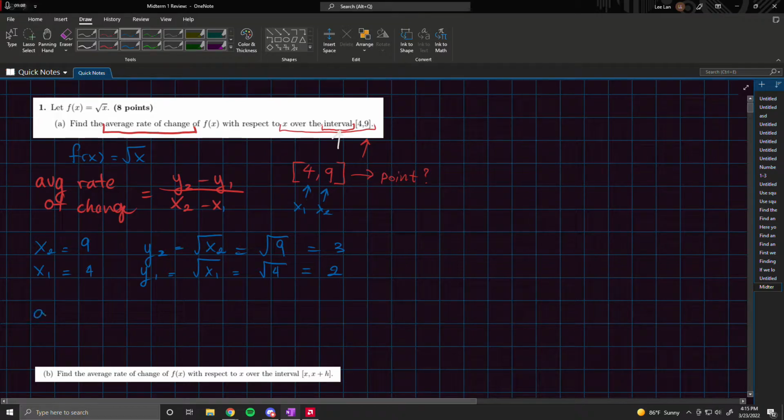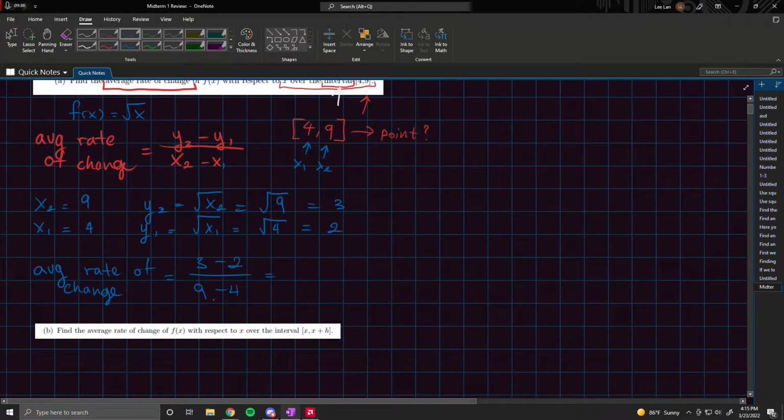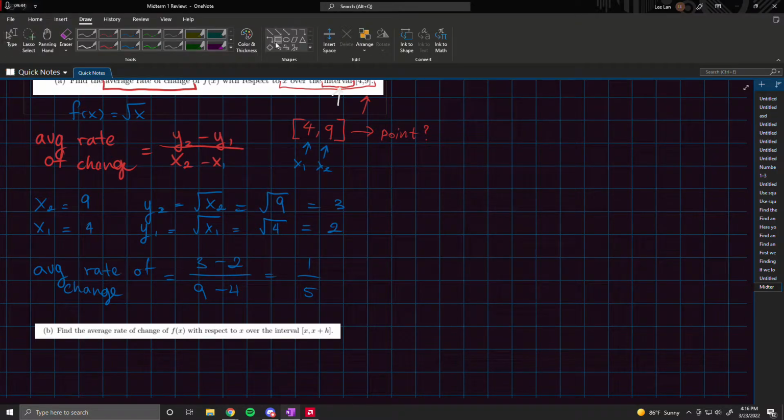So anyway, average rate of change. Okay, let's just plug in everything. y2 we said was 3. y1 we said was 2. And then x2 is 9, and x1 is minus 4. And so you should get a slope, right? 3 minus 2 is 1, and then 9 minus 4 is 5. So our average rate of change is 1/5.